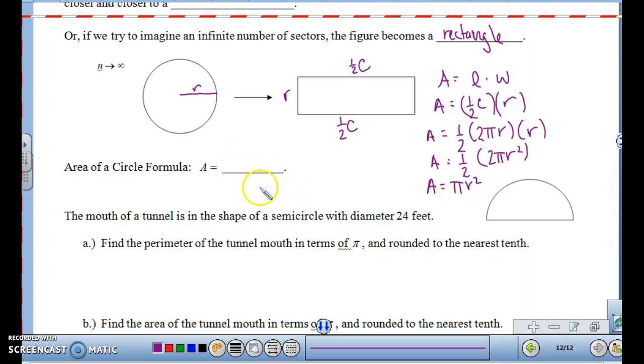So the area of a circle formula is pi times the radius squared. That's where the formula comes from. So the circumference of a circle is pi times the diameter, or 2 pi r, and the area of the circle, the space inside the circle, is pi r squared. So that's where the formulas come from.